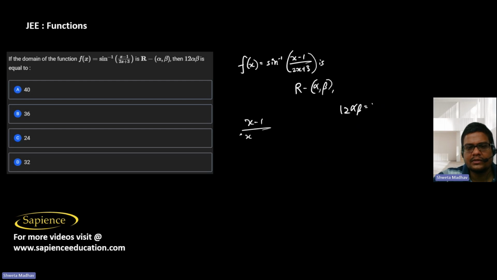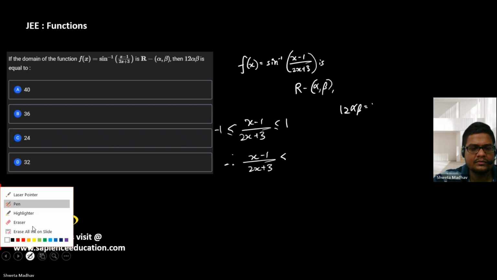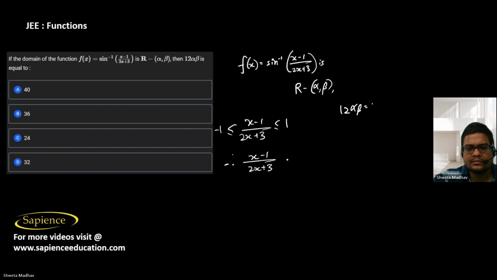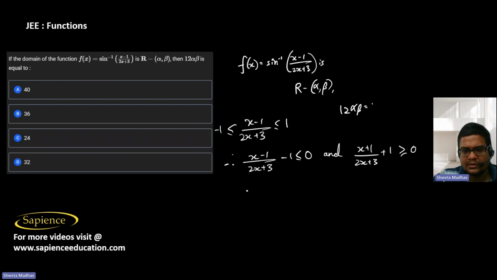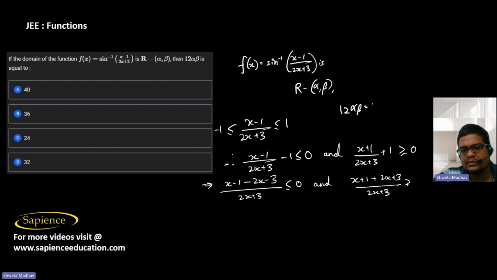So (x minus 1) by (2x plus 3), that should be greater than or equal to minus 1 but less than or equal to 1. So therefore we can say (x minus 1) by (2x plus 3) minus 1 should be less than or equal to 0, and (x minus 1) by (2x plus 3) plus 1 should be greater than or equal to 0. So therefore this will be (x minus 1 minus 2x minus 3) divided by (2x plus 3), that should be less than or equal to 0. And if you take the LCM, this will be (x minus 1 plus 2x plus 3) by (2x plus 3), that should be greater than or equal to 0.